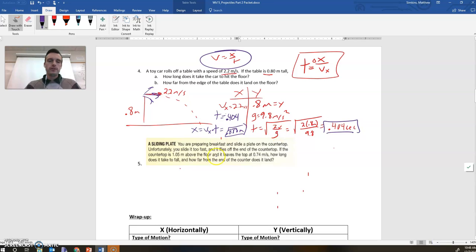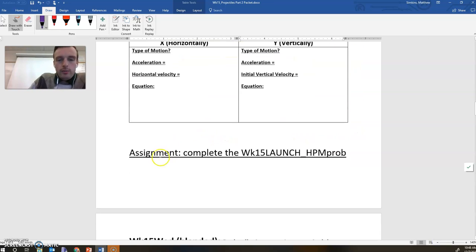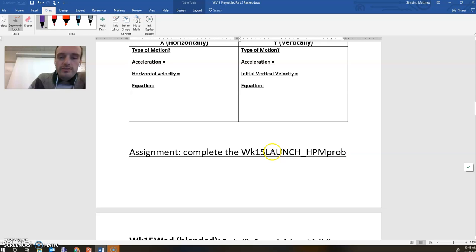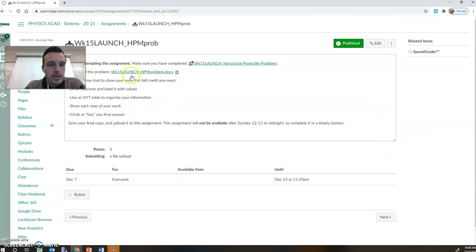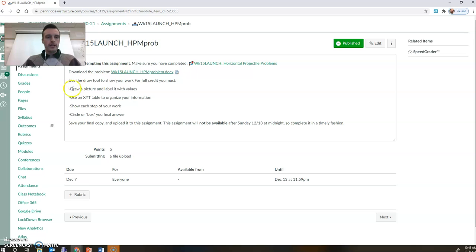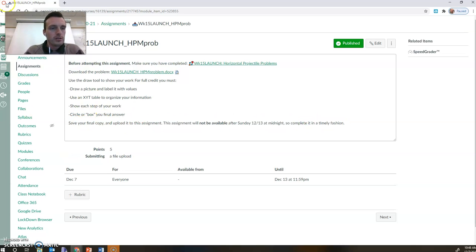With the little bit of time we have left, let me outline what I'd like you to do for me today. What I want you to do as far as your assignment goes is complete the week 15 launch HPM, which stands for Horizontal Projectile Motion Problem. If you're looking in Canvas, it looks like this, week 15 launch HPM problem. Click on that and you're going to download the problem right here. In order to receive full credit, make sure you draw your picture like we did today. Make sure you use an XYT picture or a table like we did today. Show every step of your work like we did today. And circle or box your final answer like we did today. Please turn this in, and it will close at the end of this week, so please do so in a timely fashion.